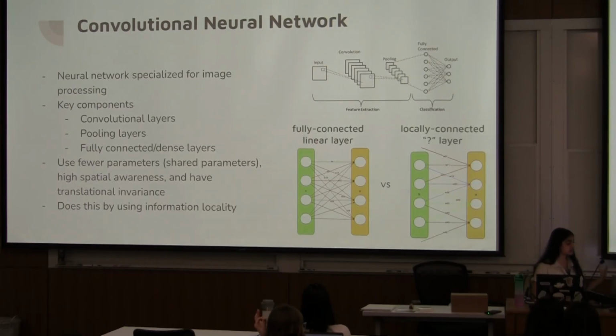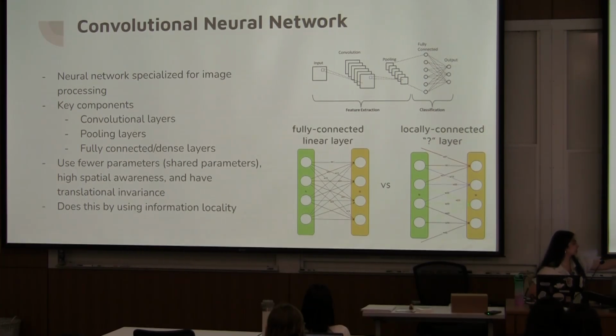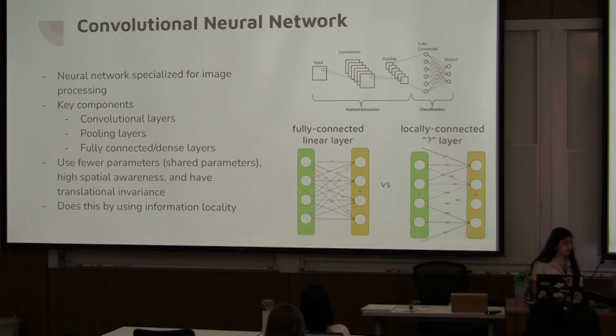And it does this by using information locality. If you look at the 2 layers on the side, the first is a fully connected linear layer, where you can see every neuron is just connected to the output. Whereas in the locally connected layer, every neuron and the neurons around it are also connected to that same output, bringing in that sort of information locality aspect. So again, we're trying to take in the information around a node, and that's going to give us both the translational invariance and spatial awareness.